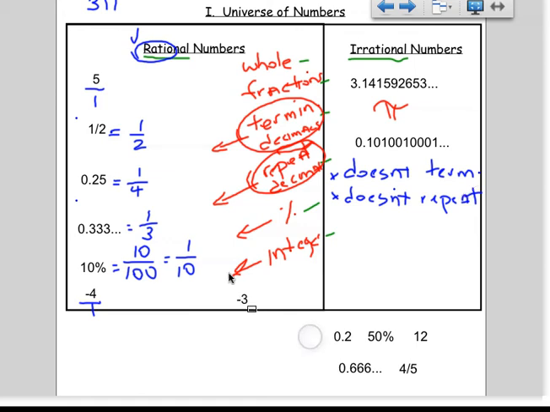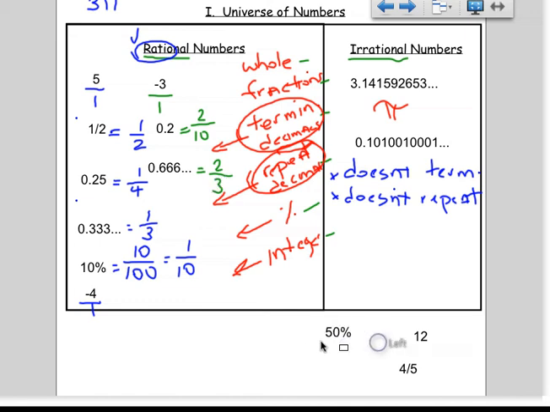So this first one, negative 3, is a rational number because it can be written as a ratio, negative 3 over 1. The second one, 2/10, is a rational number because it can be expressed as a ratio. The next one, 0.666, is a rational number because it can be expressed as a ratio. 0.666 repeated is the same thing as 2/3. If you divided 2 divided by 3, you would get that decimal.